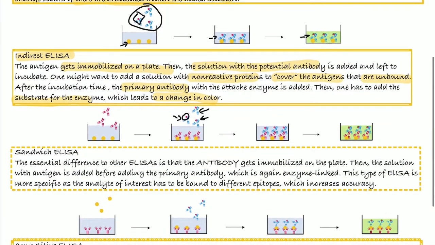Now the sandwich ELISA. The essential difference here is that not the antigen, but the antibody gets immobilized on the plate. And then again, the solution is added before adding the primary antibody. And again, the primary antibody is enzyme-linked. This type of ELISA is more specific because the analyte has to be bound at different so-called epitopes. So epitopes are the places where antibodies bind. And this actually increases accuracy.